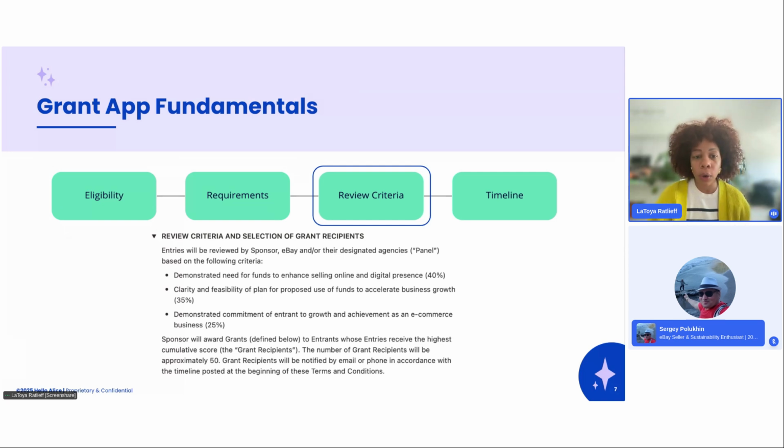So you'll see for instance, for the first criteria, it's 40% versus for demonstrated commitment, it's 25%. What this doesn't mean is that when you're submitting your application or those narrative responses that you put more emphasis. You want to give strong responses for each, but what it does is let you know how they're going to be weighted when reviewers are looking at it.